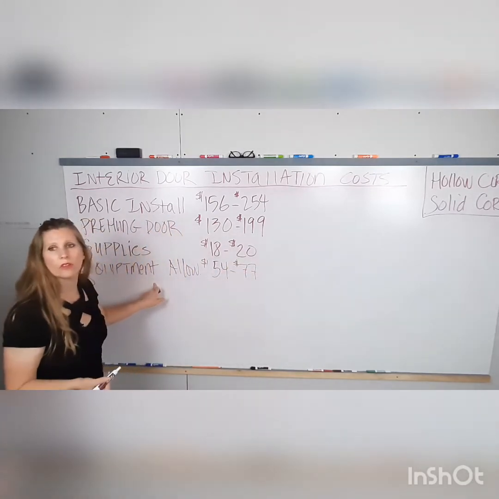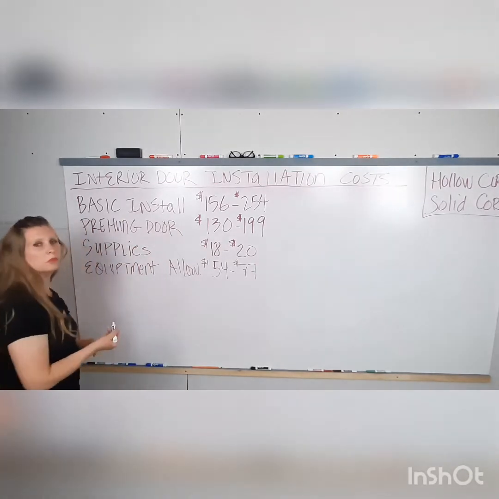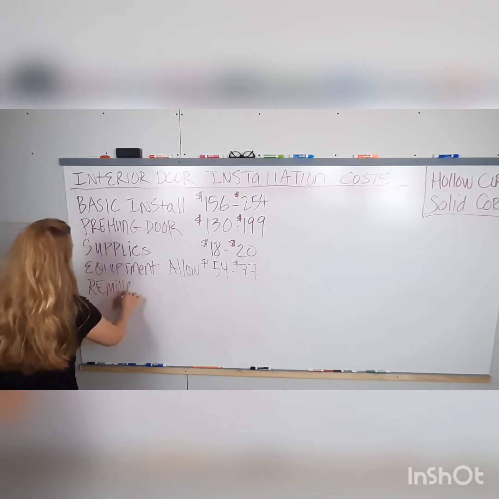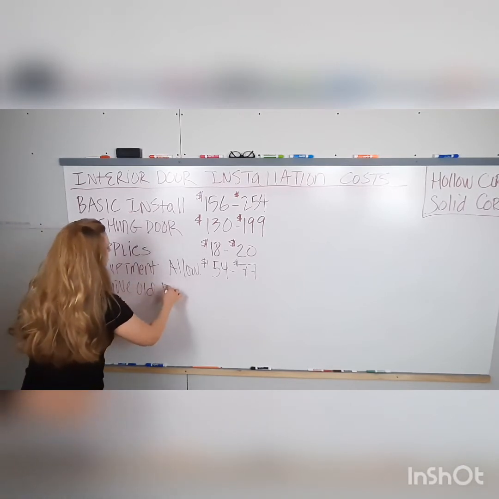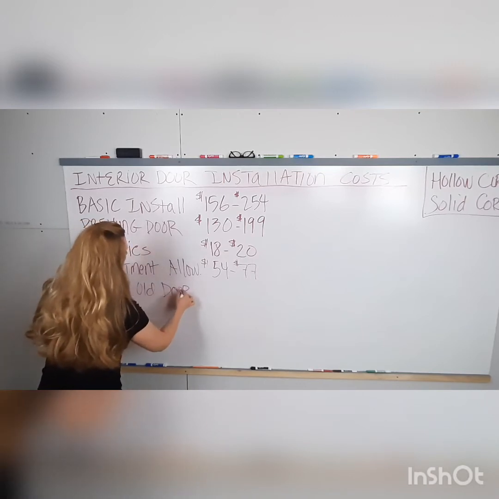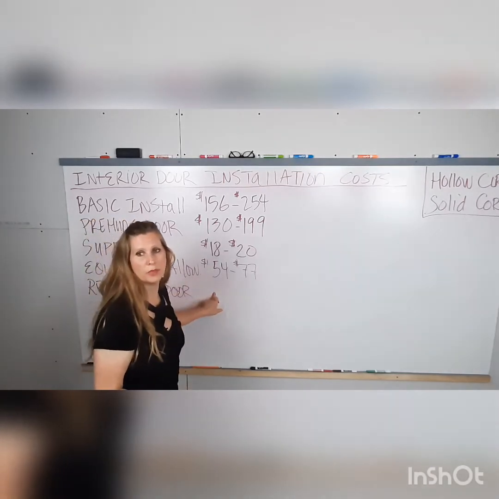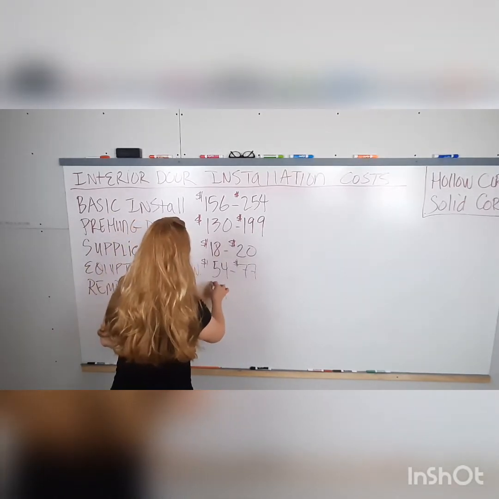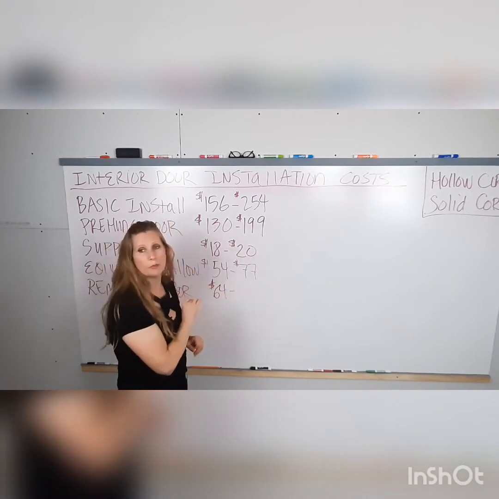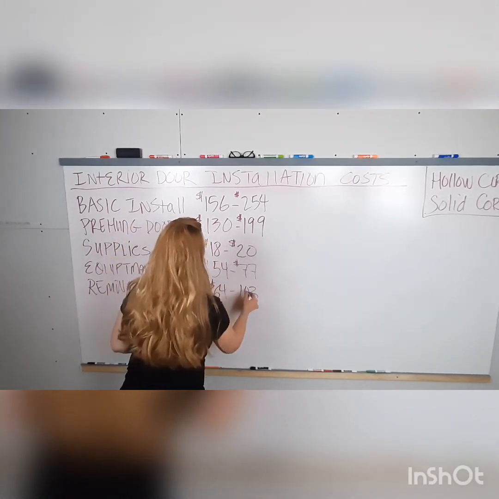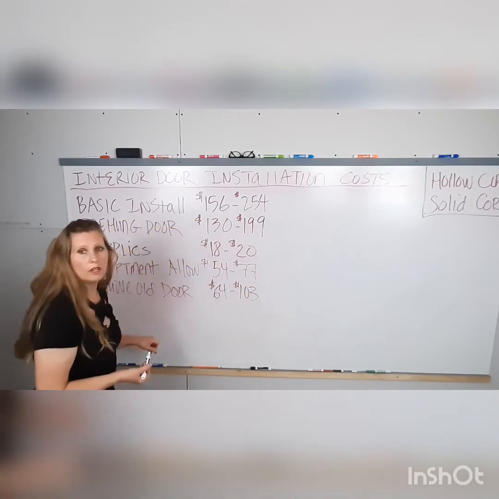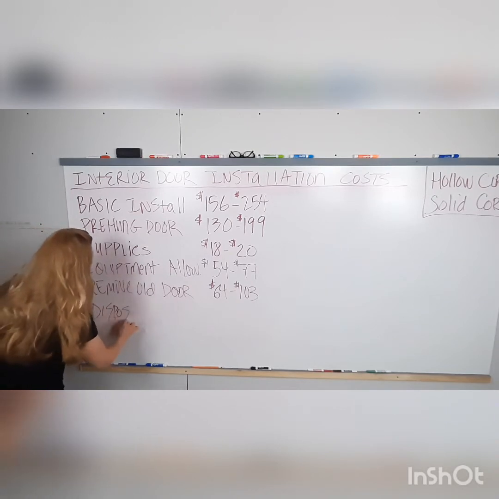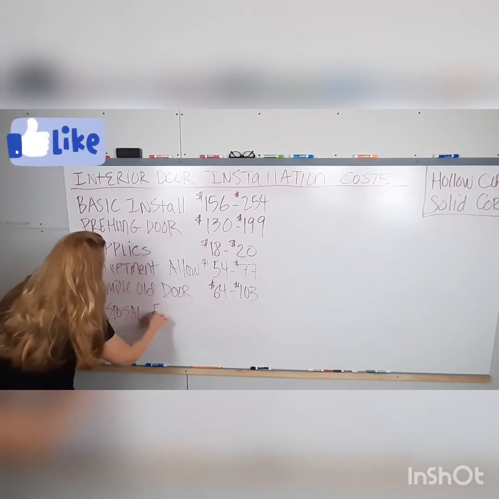Okay. Then we've got a couple more charges here to remove the old door and frame. Cost there would be $64 to upper range $103. Okay. And we have a disposal fee.